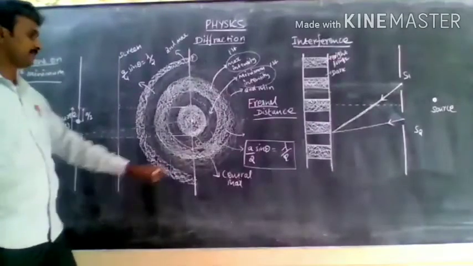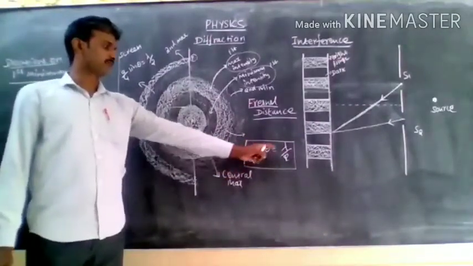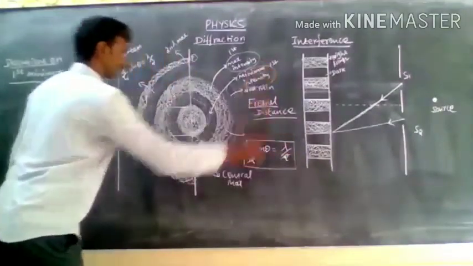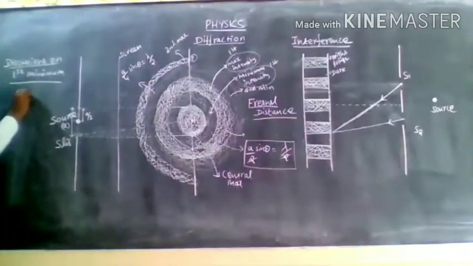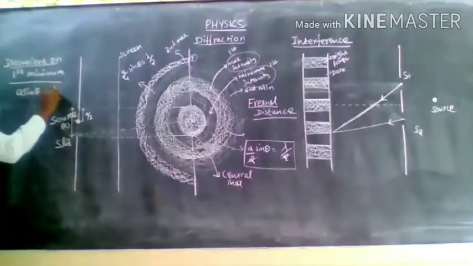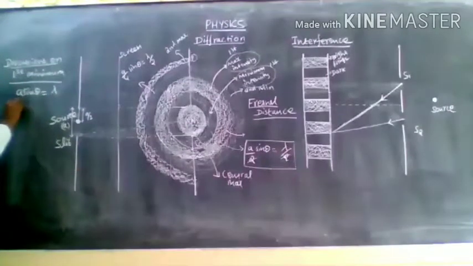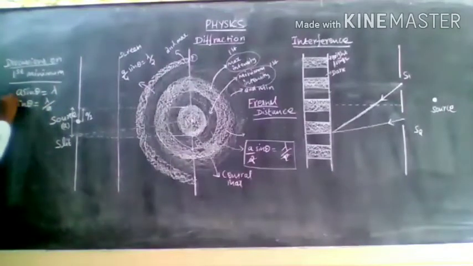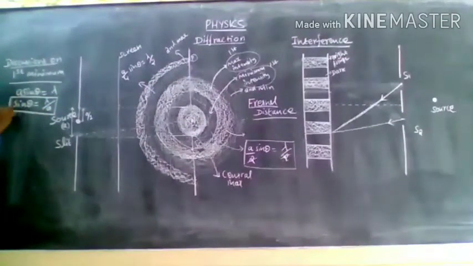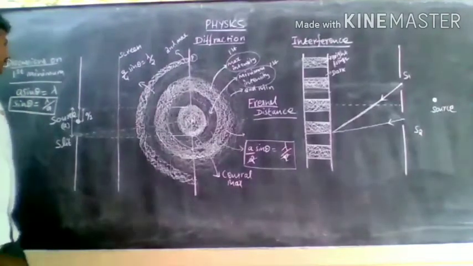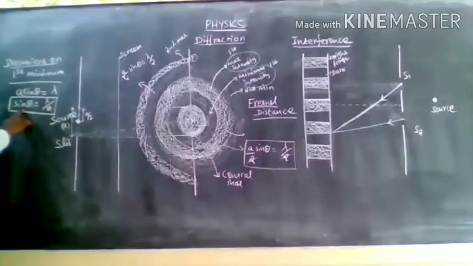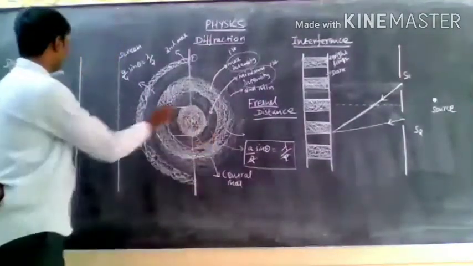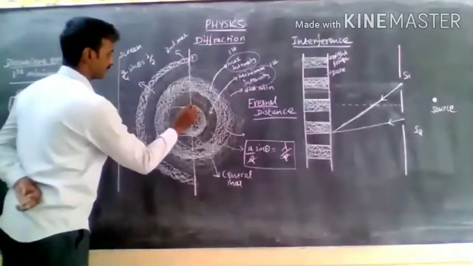Okay, now come to the first minimum. This is the formula for the first minimum: a by 2 sin theta equals lambda by 2. Here the 2 gets cancelled. So we get a sin theta equals lambda, in which sin theta equals lambda by a. This is a very important formula, in which sin theta indicates the angular spread of the first minimum. So this is the first minimum.